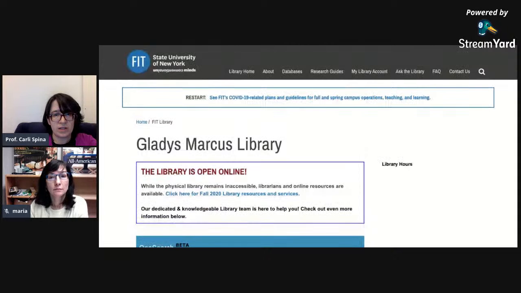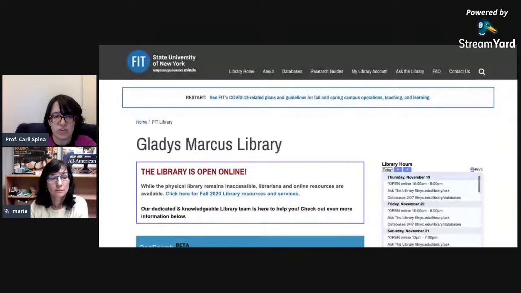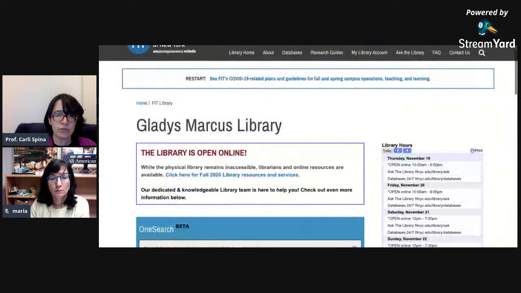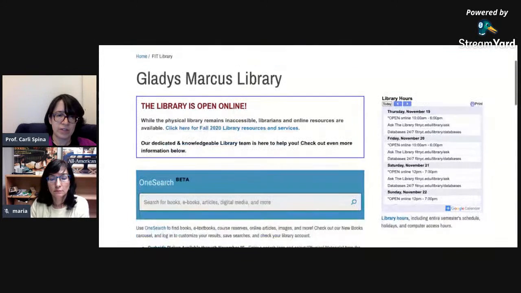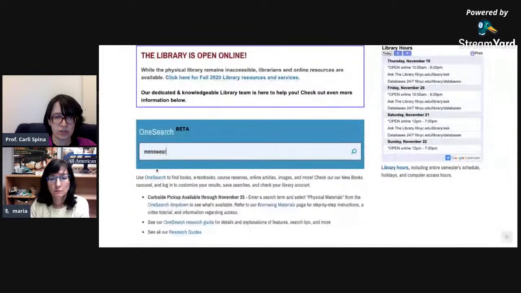So you are now seeing the library's website, and I can show you where and how you can get to several of the features that we've discussed so far today. So first of all, if you come down here to OneSearch, you can run a search. So we can just search for menswear, for example. And when you run a search in OneSearch, we can see that we have this Ask Us feature over here.